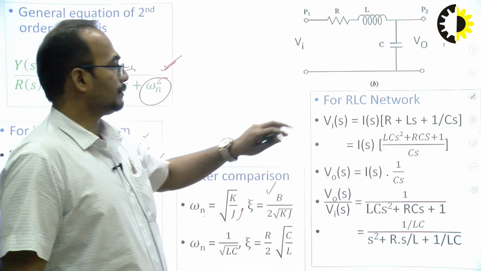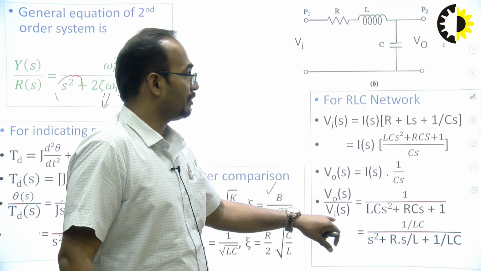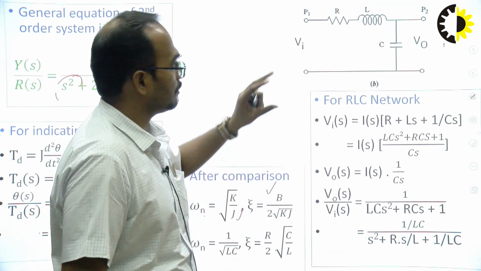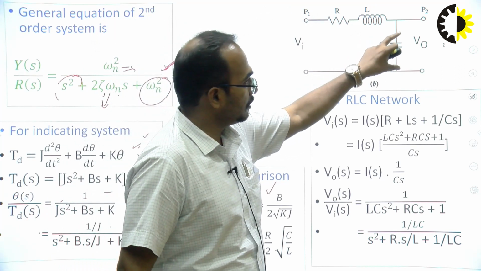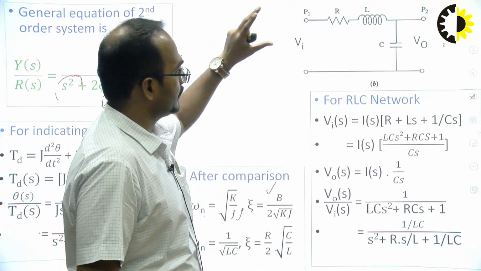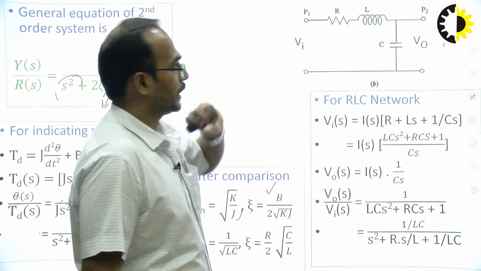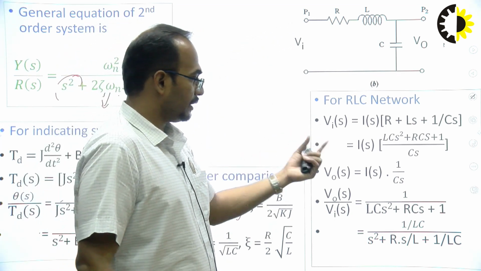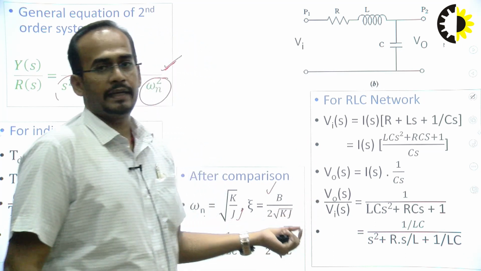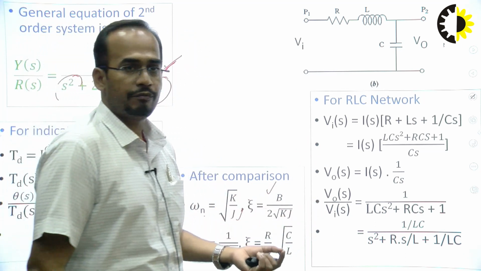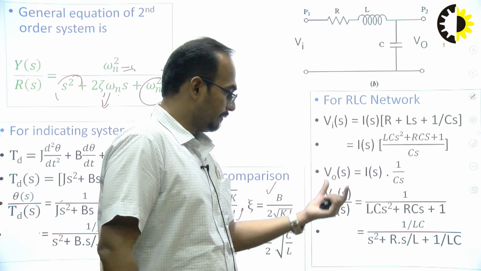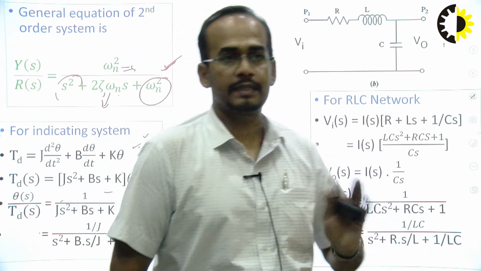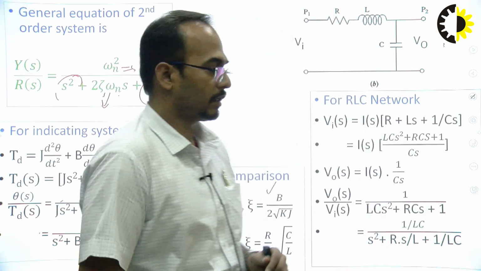Now, coming to this electrical network. In this electrical network, it is clear that we are interested in finding the transfer function V naught by Vi(s). For finding the transfer function, we have to find the voltage across this capacitor and the input voltage in terms of R, L and C. After calculating the input voltage and output voltage, we will find the value of V naught upon Vi(s). After getting it, I will compare this transfer function with the standard second order transfer function.